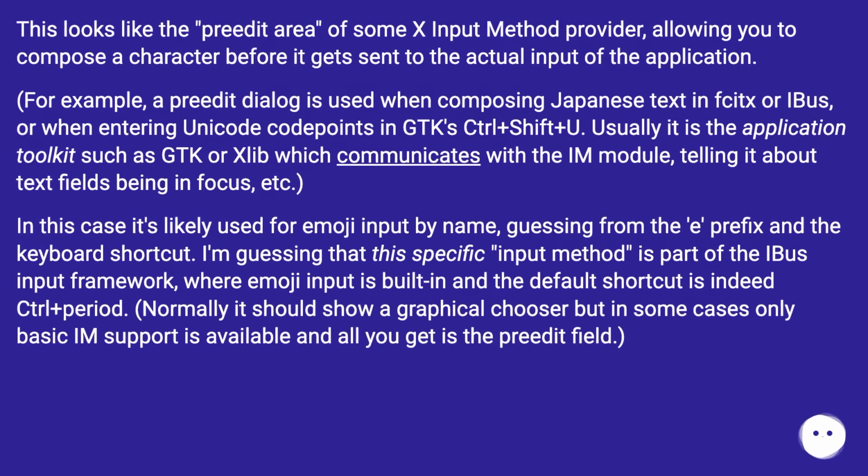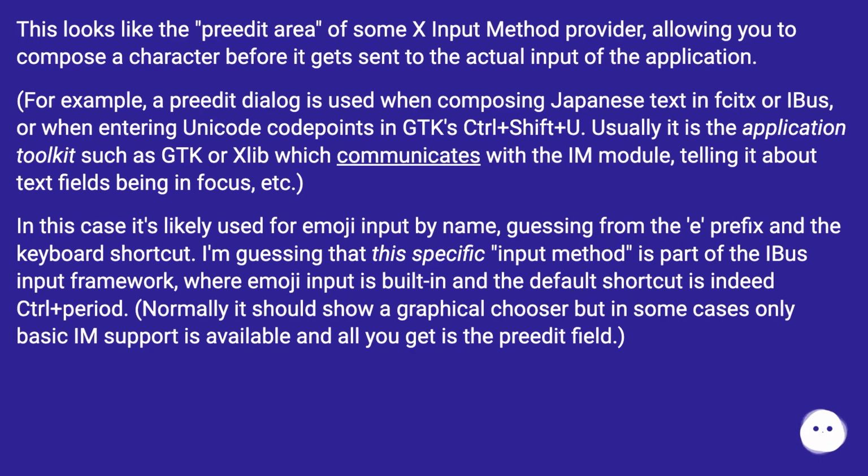This looks like the pre-edit area of some X input method provider, allowing you to compose a character before it gets sent to the actual input of the application. For example, a pre-edit dialog is used when composing Japanese text in Fcitx or IBus, or when entering Unicode code points in GTK's Ctrl+Shift+U. Usually it is the application toolkit such as GTK or Xlib which communicates with the IM module, telling it about text fields being in focus, etc.